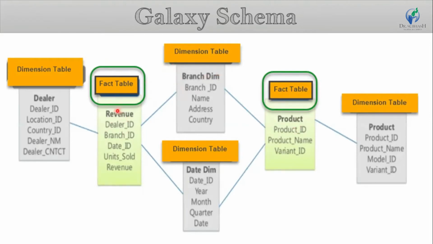In the fact table, we have stored the foreign keys of the dimension tables. Now, as you can see in this example, there are two fact tables. First one is revenue and second is product. This is the product table and this is the revenue table. In galaxy schema, shared dimensions are called conformed dimensions.